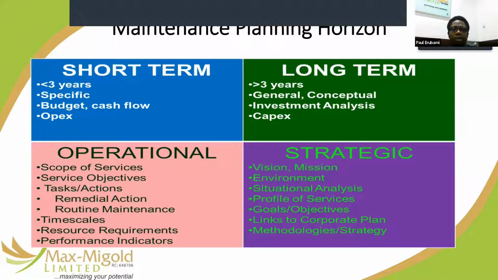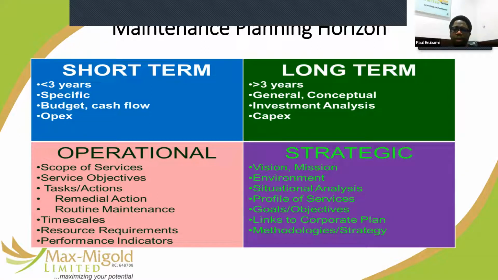So short-term items are less than 3 years, specific actions. There are budgets, you prepare a budget every year, you have a cash flow projection, and then you run short-term maintenance using your operational funds, which is your OPEX. Okay, and then this is operational.